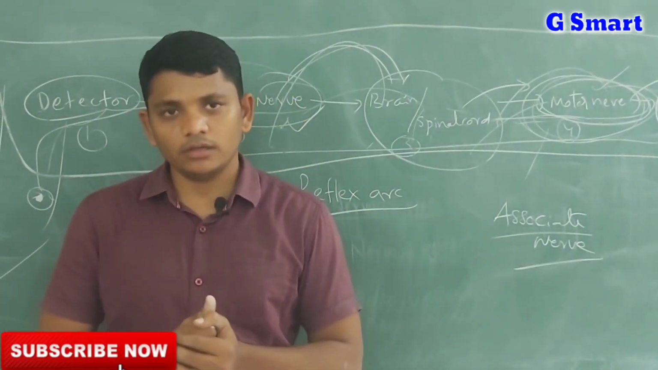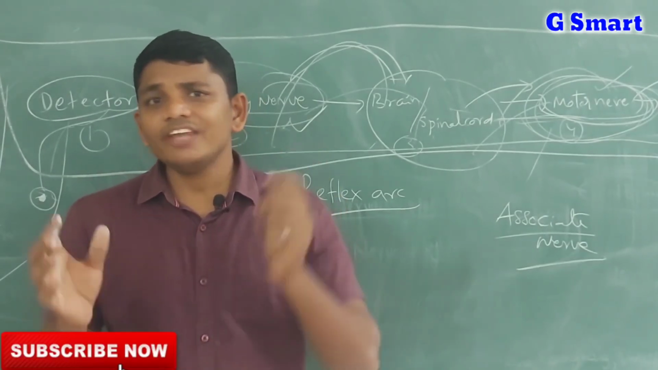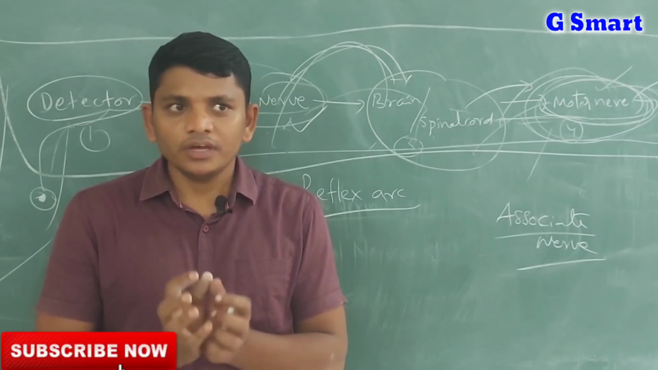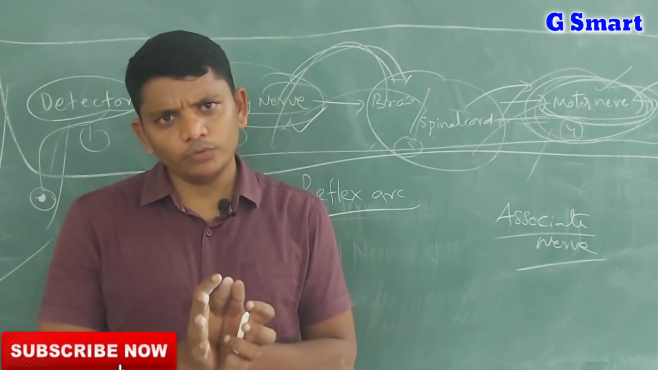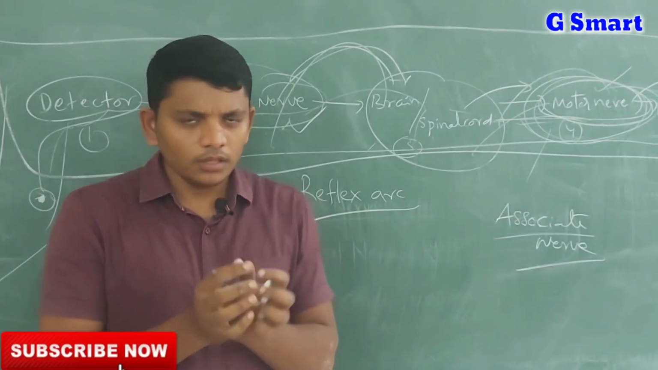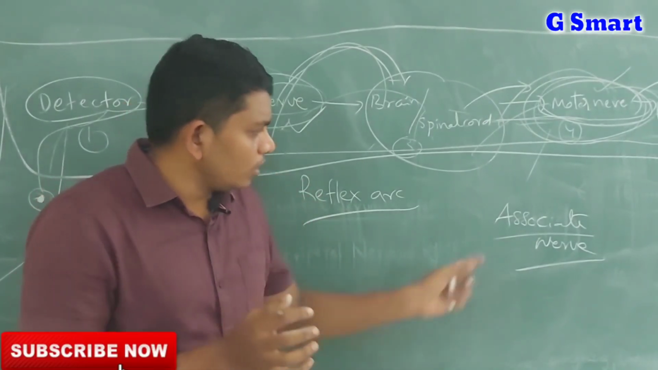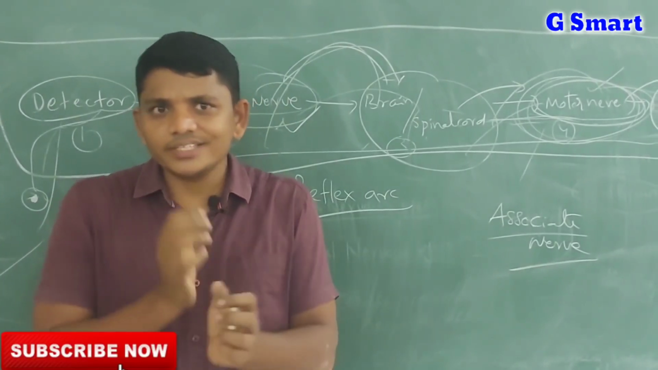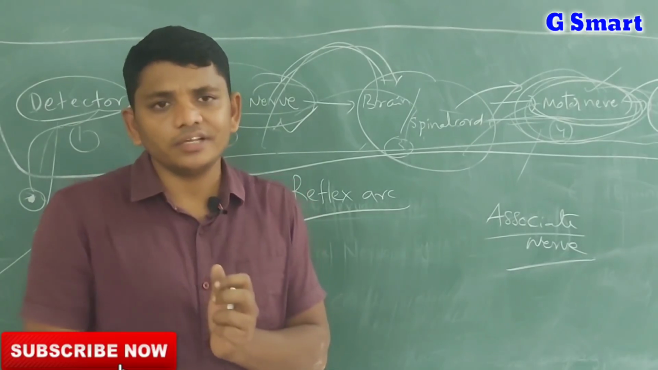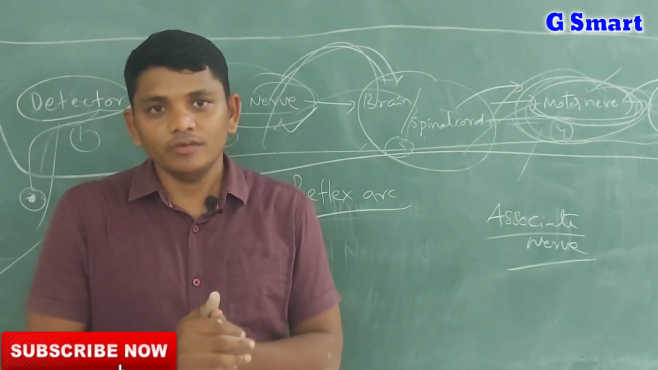It only appears in the spinal cord. Sometimes information may not go to our brain. The information reaches only up to the spinal cord. When the information reaches the spinal cord, the nerve cells called associate nerves analyze the information, and immediately they release responses.